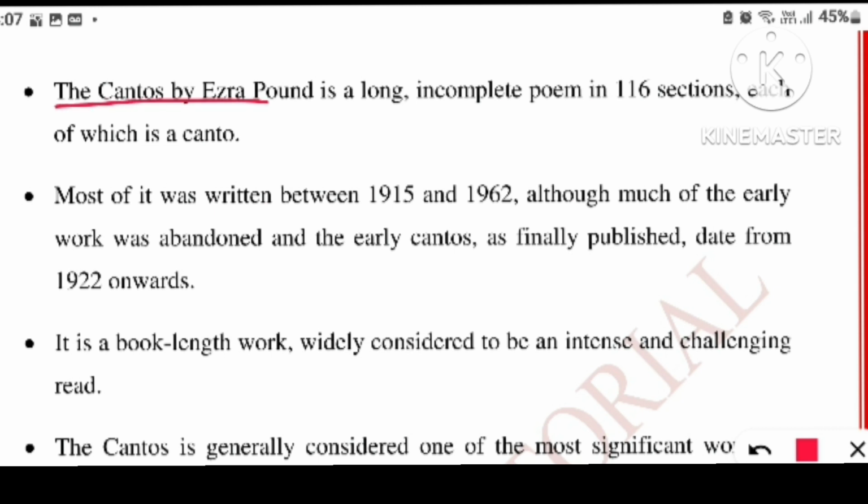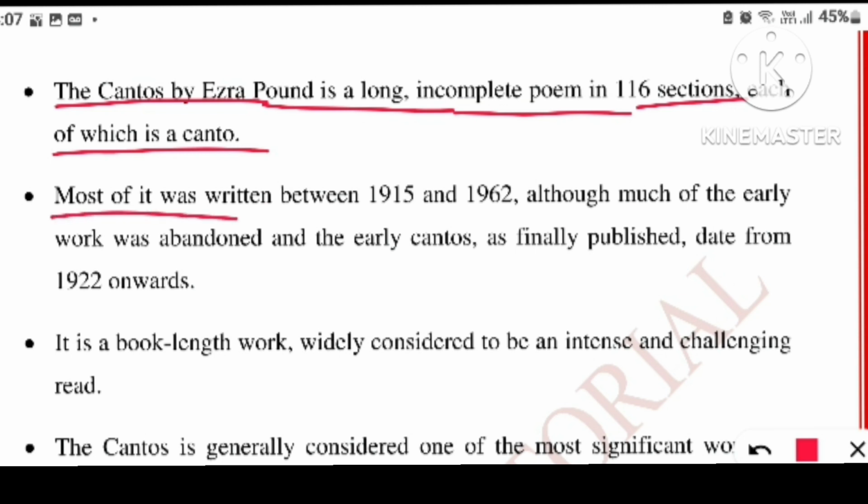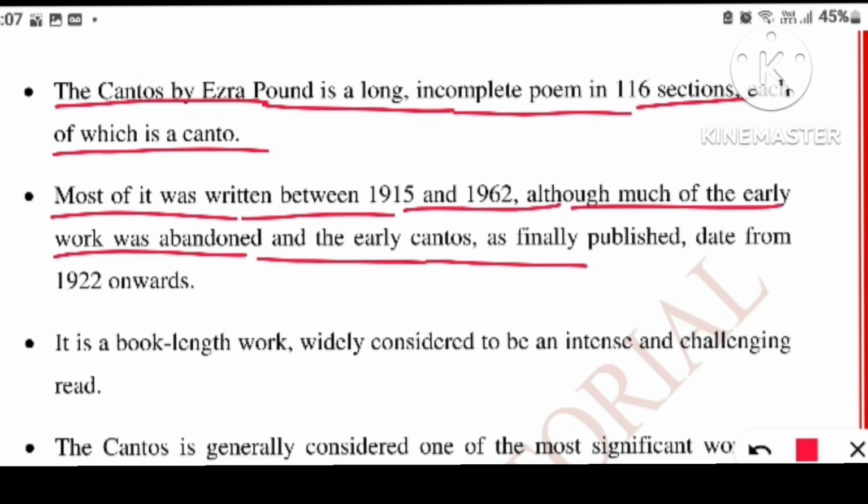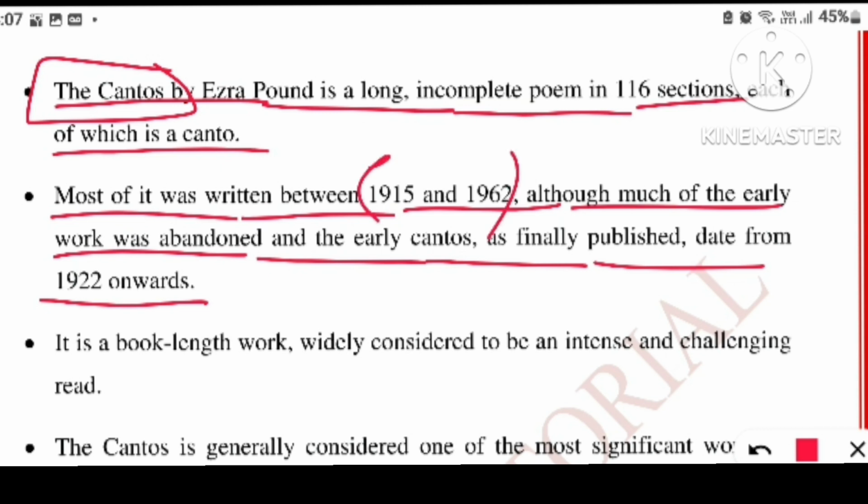The Cantos by Ezra Pound is a long, incomplete poem in 116 sections, each of which is a canto. Most of it was written between 1915 to 1962, although much of the early work was abandoned and the early cantos as finally published date from 1922 onwards. So this work has a numerous collection of songs and it was published gradually. Though it was written between 1915 to 1962, it started being published after 1922.